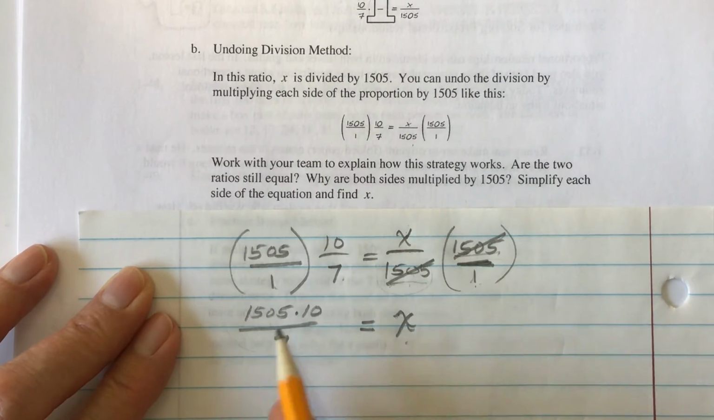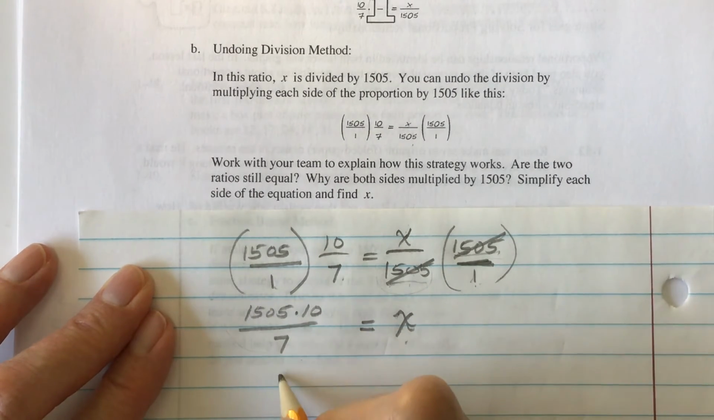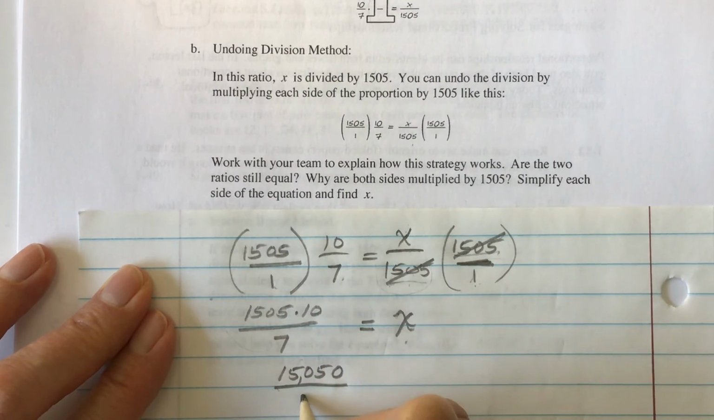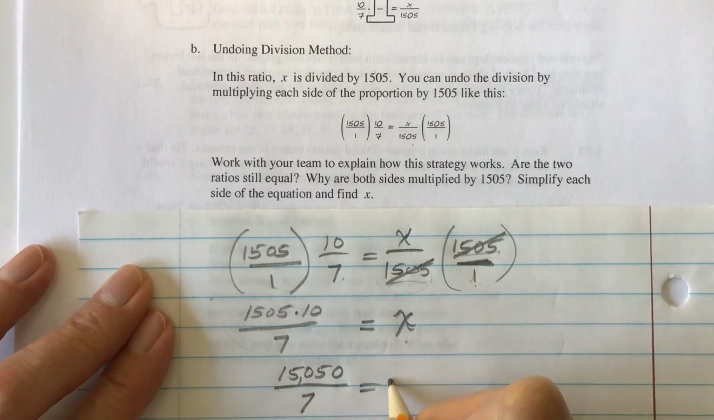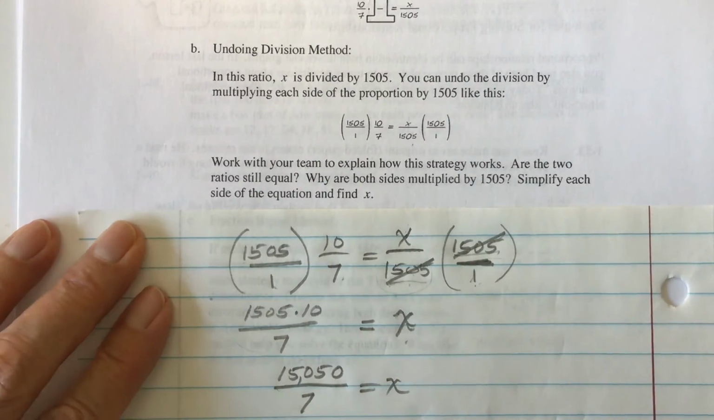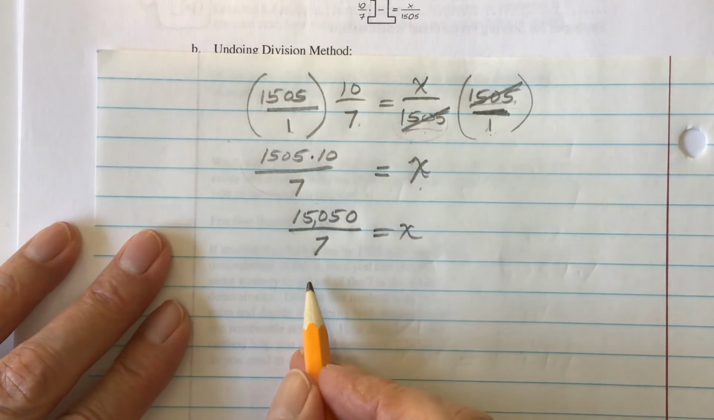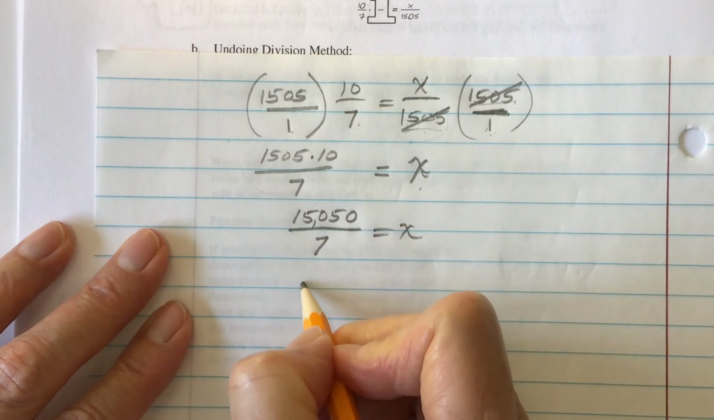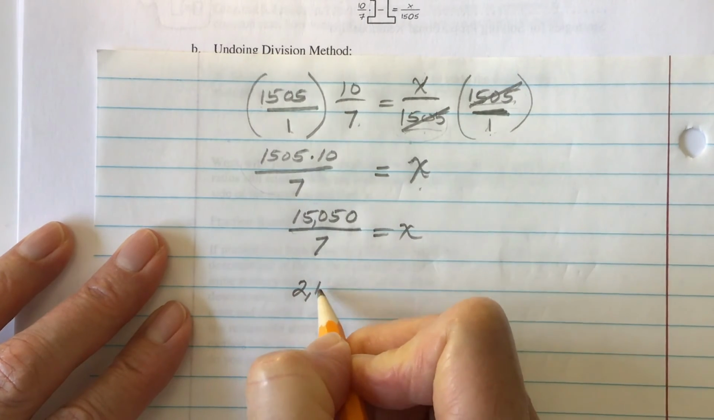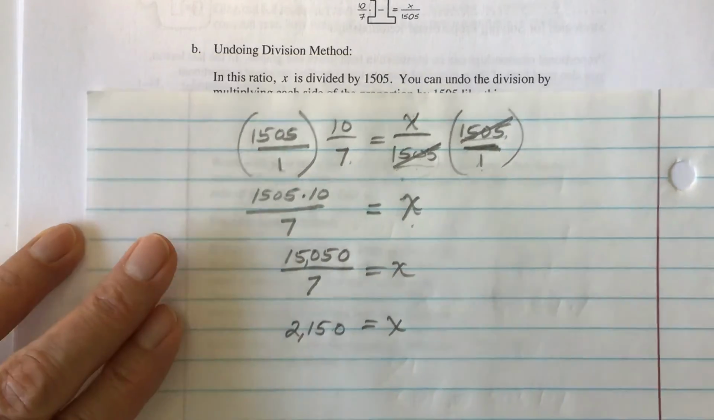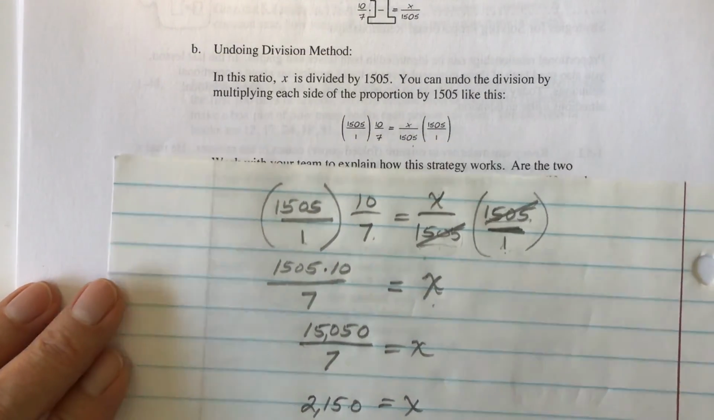So here's the math that we have to do now. If we just multiply that, that's 1,505, well, we add a 0 at the end because we're multiplying it by 10. So it's 15,050 divided by 7. That's still equal to x. And then if we did the math, we would find out that this is equal to 2,150.